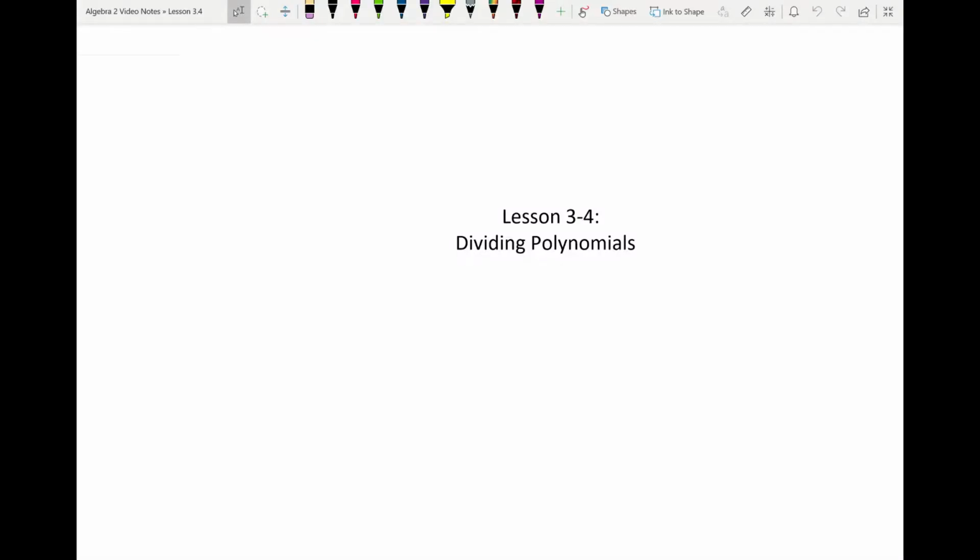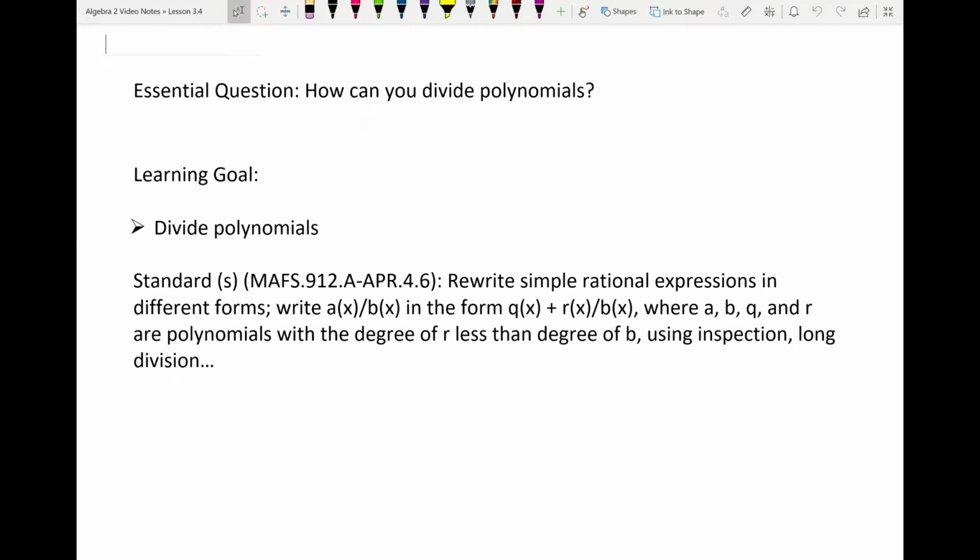All right, hello class. So welcome to lesson 3-4. So we're going to be talking about exclusively the operation of division on polynomials. So how do we divide polynomials?